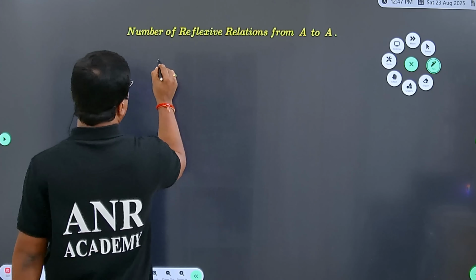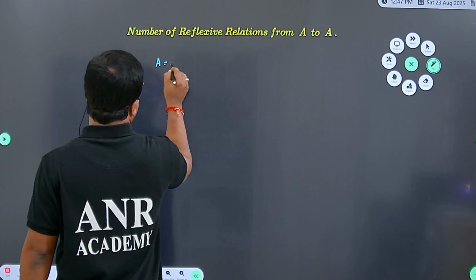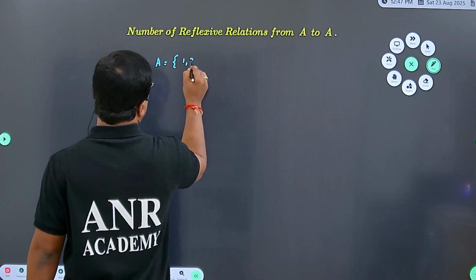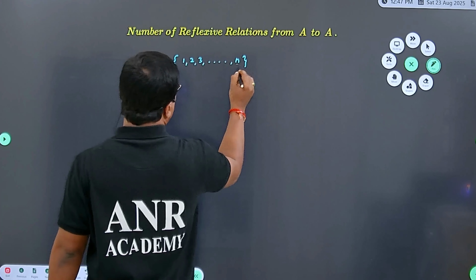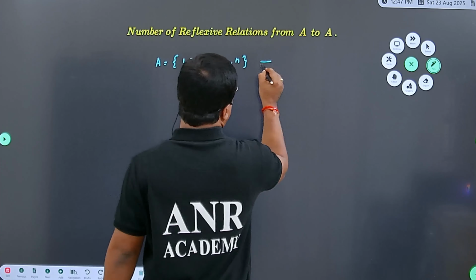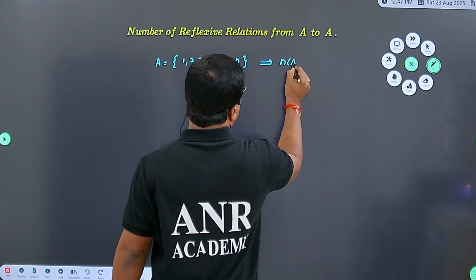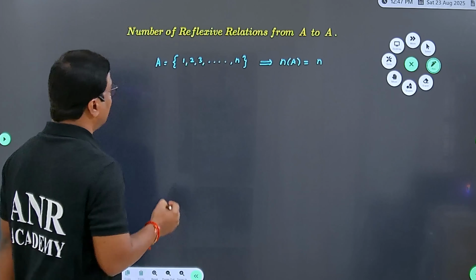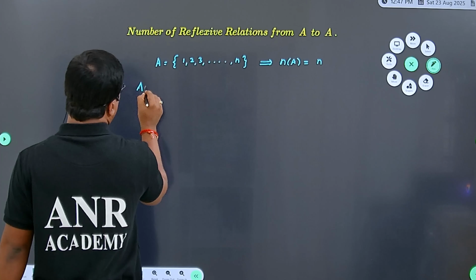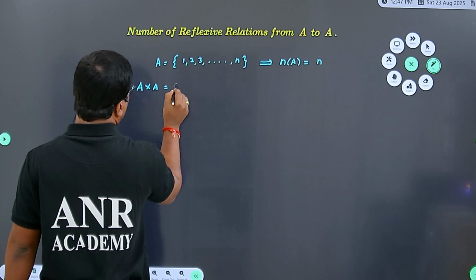Suppose that capital A is a set containing entries 1, 2, 3 and so on up to n. Therefore, I can write that the number of entries in the set A is small n. Now, I am going to write A cross A.